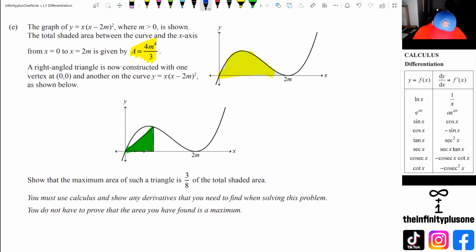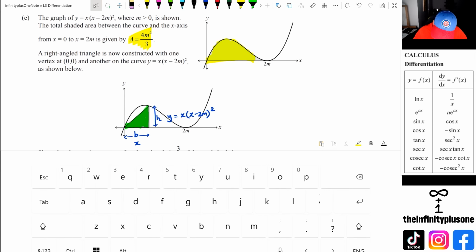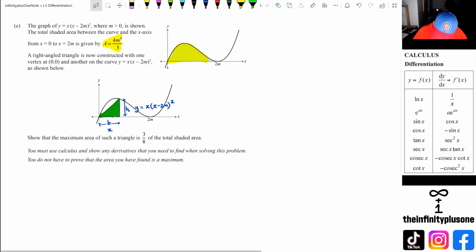Now if you look at the triangle itself, we've got a base right there, which is from here to here, so that's going to be x. Then we've got the height of the triangle, which is the same as saying y. But we also know that y is equal to x times (x minus 2m) squared. So using that, let's actually start writing this question out.